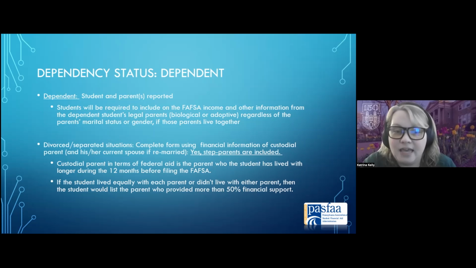Or if the student didn't live equally with either parent, then the parent who would be listed is who provides more than 50% of financial support for the student in the preceding year at the time they're filing the FAFSA. So for example, if I was doing the FAFSA today, October 31st, and my mom was the one who provided more than 50% of financial support for me from October 31st, 2022 back to October 31st, 2021.